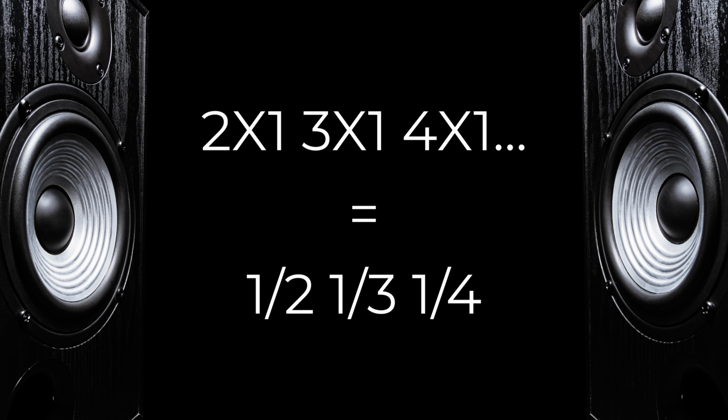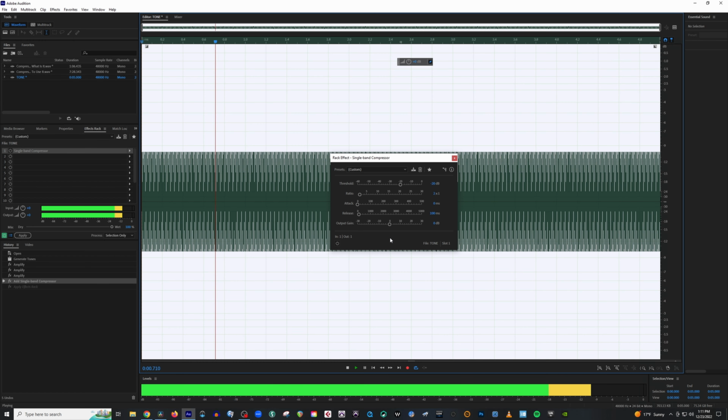2 to 1 is just 1/2. 3 to 1 is just 1/3, and 4 to 1 is just 1/4. You get the idea. So now that we know these numbers are really just fractions, it makes everything so much more simple. So again, let's take 2 to 1 that we now know is actually just 1/2, and we know this means that for every 2 dB that tries to exceed the set threshold, it will only allow 1 dB to pass through, which is 1/2.